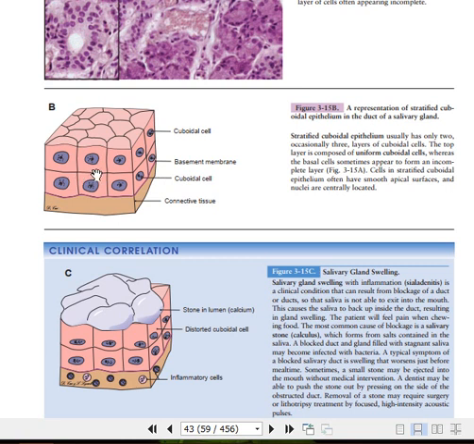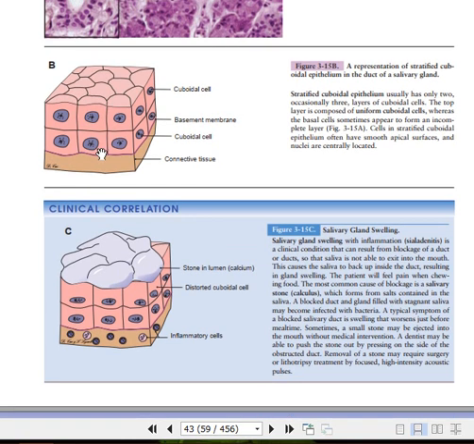Is it clear? For example, if you want to say that it's a stratified squamous epithelium, the cells at the apical-most layer must be flat. In this case, it's a stratified cuboidal epithelium because the cells at the uppermost layer are cuboidal. And to say it's cuboidal, the height is approximately equal to the length, and the nucleus is spherical. The next thing to point out is that a stratified cuboidal epithelium usually has 2 to 3 layers. It is not more than 2 to 3 layers.